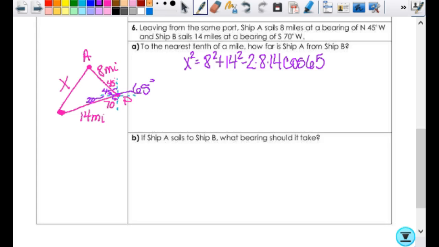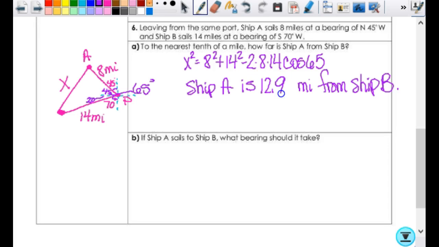All right, so then I'm going to say ship A is blank miles from ship B. How many miles? 12.9, because it says to the nearest tenth. You've got to read that, guys. Reading those instructions are so important. Okay. Everybody good so far? Any questions at this point?